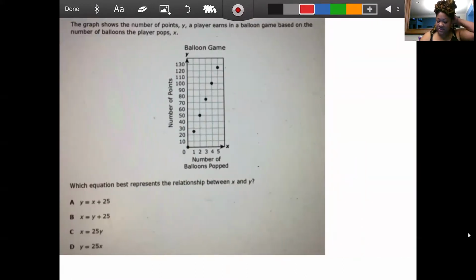Number 6, the graph shows the number of points Y a player earns in a balloon game based on the number of balloons the player pops. So the number of balloons popped, number of points.